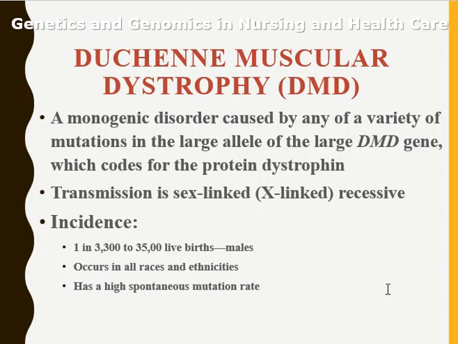Okay, it is X-linked recessive. Its incidence is 1 in 3,300 to 1 in 3,500. Sorry, I've got the comma in the wrong place and I need another 0. It occurs in males, but there are females that have been diagnosed with it, and we'll talk about that a little bit later. It occurs in all races and ethnicities, and has a high spontaneous mutation rate. So there's a large percentage where their parents don't have it. It can be familial or inherited, but there's also a high spontaneous mutation rate for this disorder.